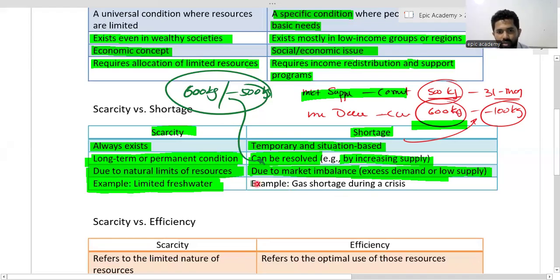Gas shortage during the crisis, you can identify that, isn't it? Yes. If you recall the crisis situation in Sri Lanka, there were queues at gas stations, isn't it? Yes. Gas shortage was there, but it was not permanent. It was a temporary situation. After a few months, it disappeared. So by using that example, you can identify that shortage is a temporary situation.